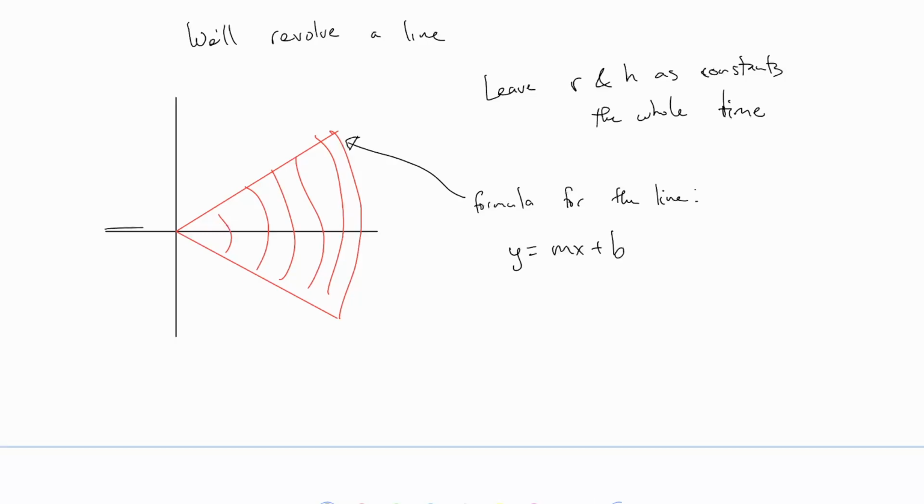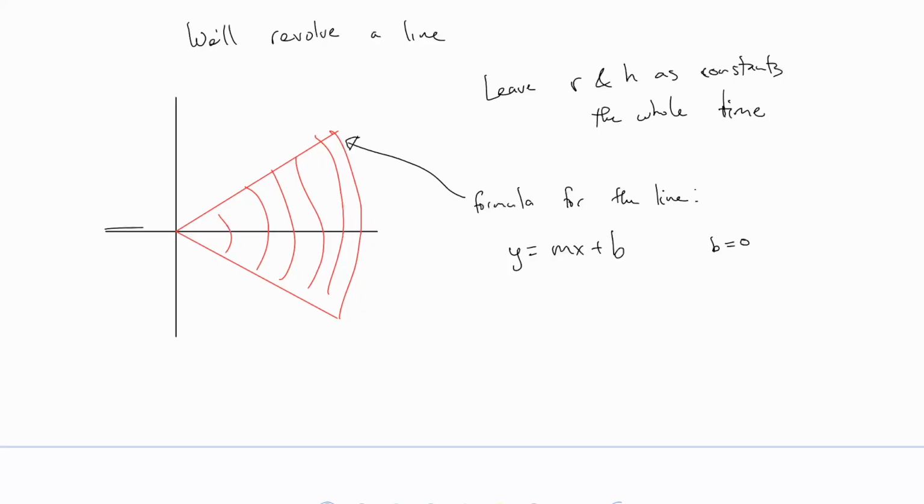This is the slope and intercept form. What should I use for the b here? 0. Yeah, this is a line through the origin. In fact, if your line didn't go through the origin, you wouldn't get a cone. You would get some other weird shape. So I'm going to use b equals 0 for my line.